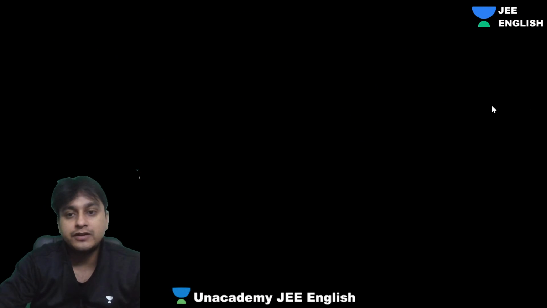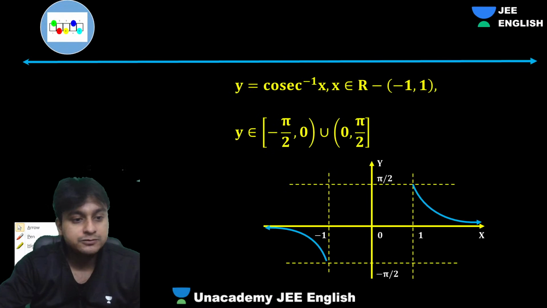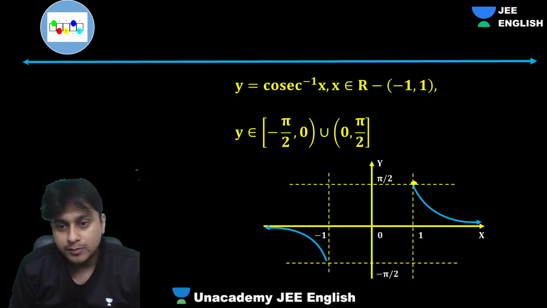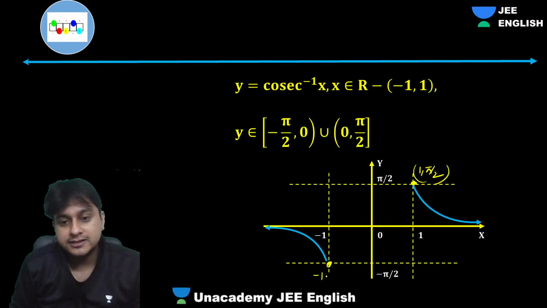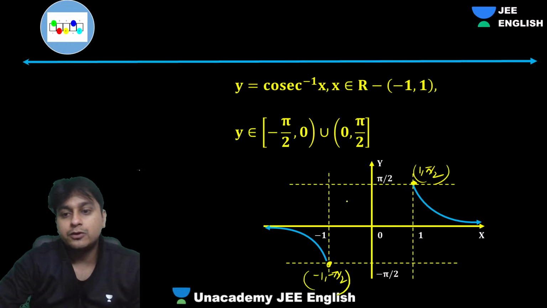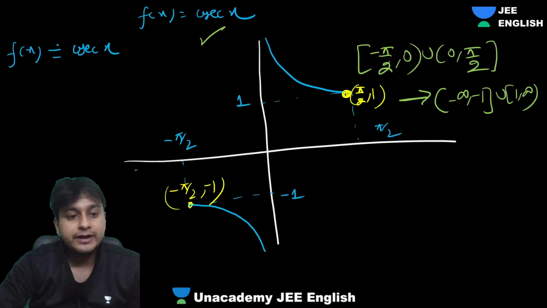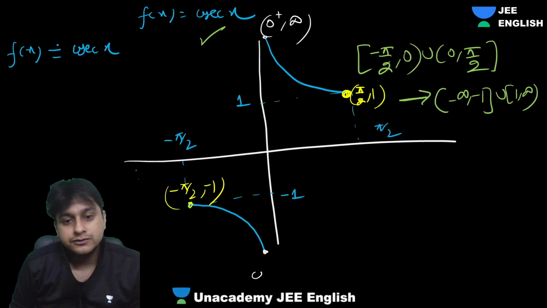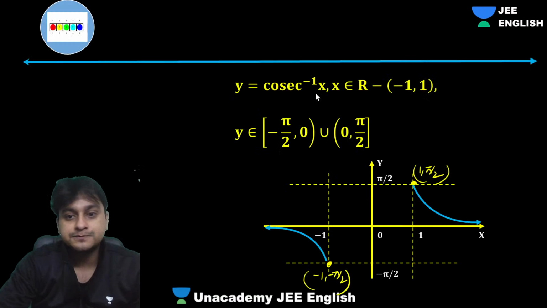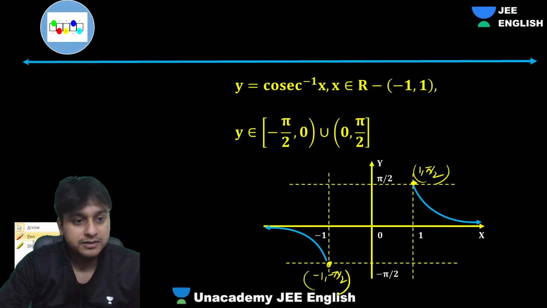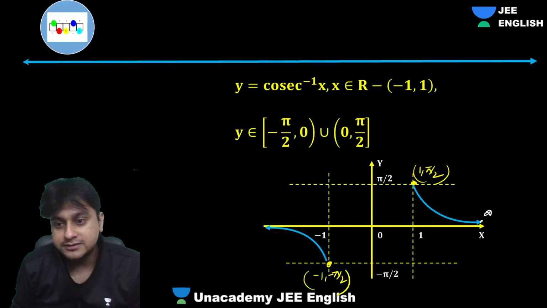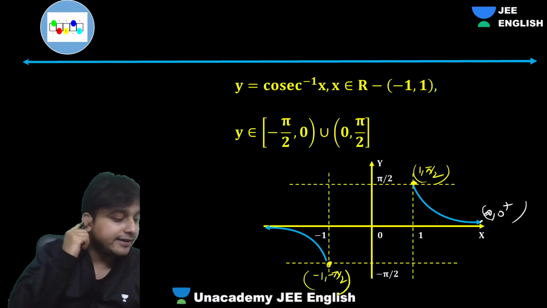So what will be the flip? 1 comma pi by 2. You can see here, this point is 1 comma pi by 2. And this is minus 1 comma minus pi by 2. Now tell me quickly, what is this point? 0 plus comma infinity, and this is 0 minus comma minus infinity. So what will the flip be? Infinity comma 0 plus. So this point is infinity comma 0 plus.